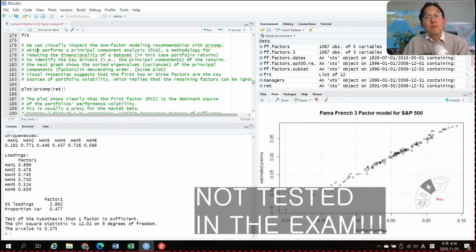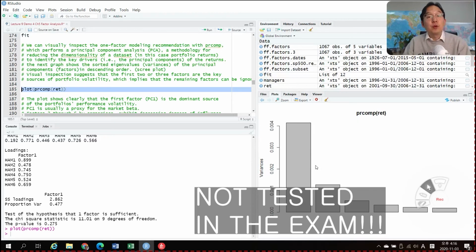In this case, portfolio returns, to identify the key drivers, i.e. the principal components of the returns. The next graph shows the sorted eigenvalues, the variance of the principal components, the factors, in descending order. We call it a scree plot. Visual inspection suggests that the first 2 or 3 factors are the key sources of portfolio variability, which implies that the remaining factors can be ignored.